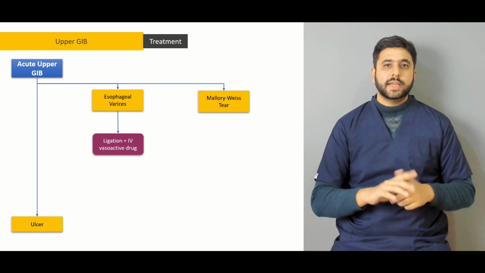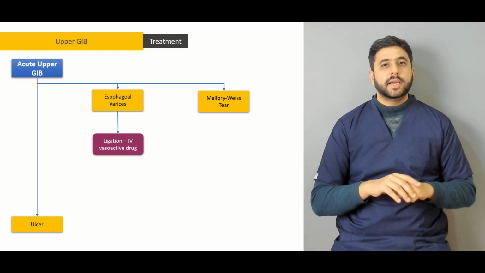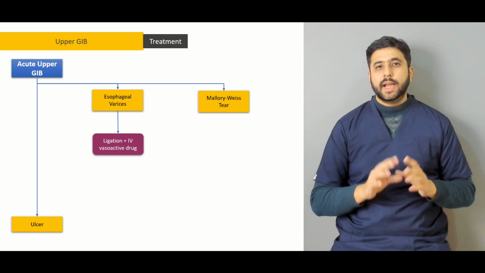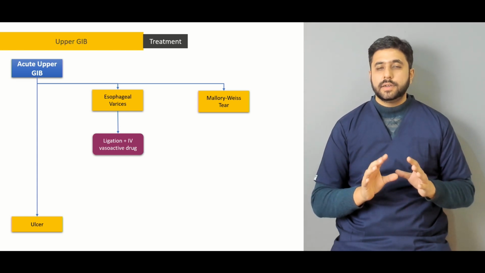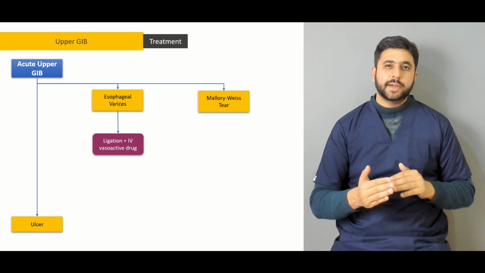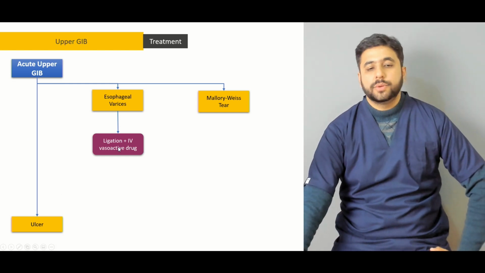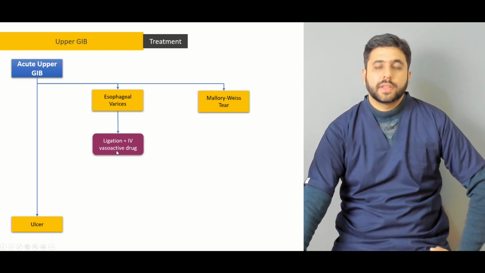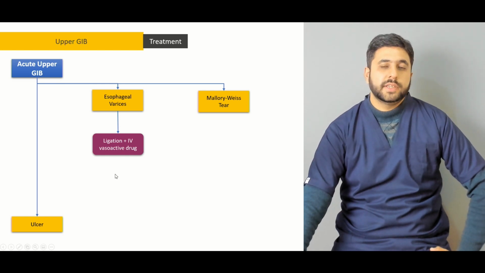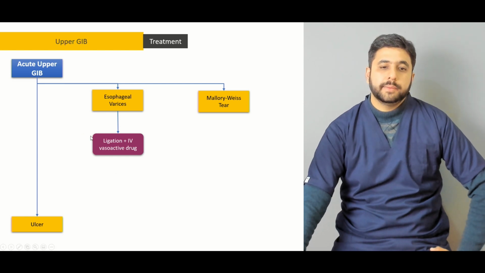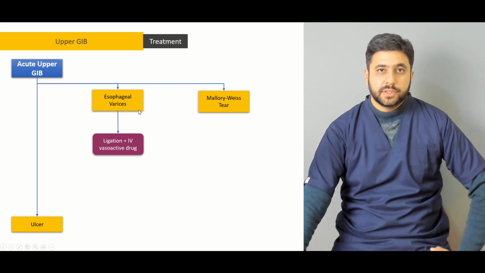Then after securing the airway and stabilizing the patient initially, once the patient gets slightly better hemodynamically, you go and do an endoscopy. Preferably, an endoscopy should be done as soon as possible. It is mandated to do it within 12 to 24 hours of the presentation of the patient to avoid mortality, because these patients can bleed to death, as I told you before, and this is a medical emergency.